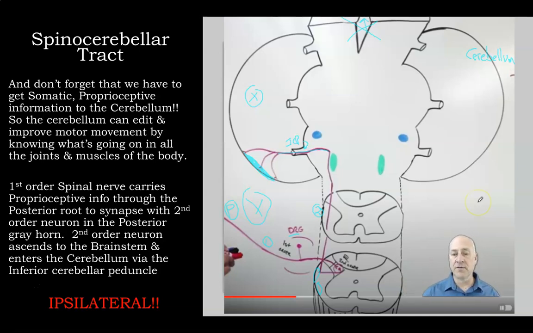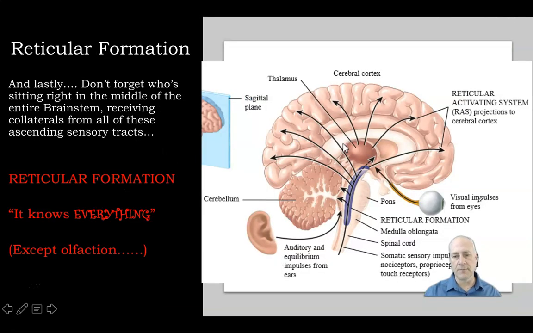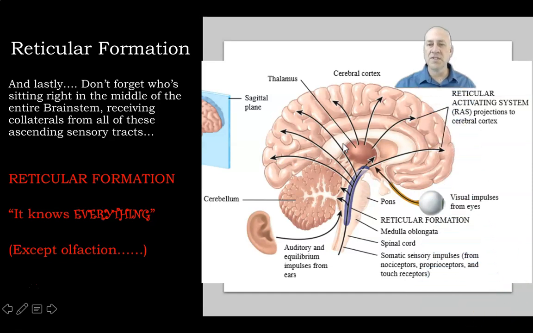We know that information from the right side of the body via the DCML and ALS goes to the left cerebral cortex and the left sensory homunculus, right? But in terms of the spinocerebellar, it remains ipsilateral. That's just something you want to remember. And then last but not least, remember who knows everything, except for olfaction. Because you can't really know everything, but you can know close to everything, right? And that's the reticular formation.